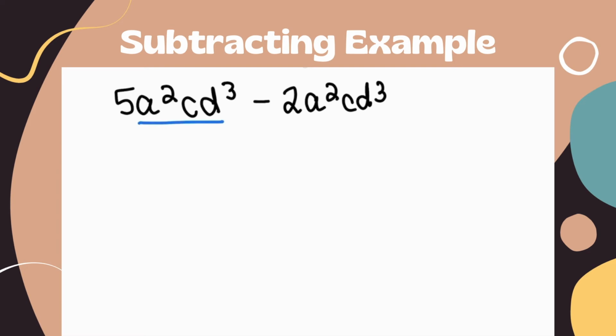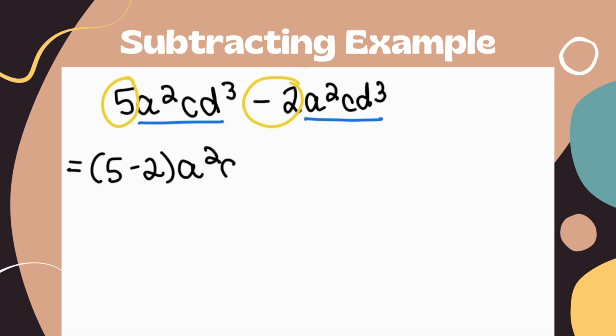I know that's a lot of letters, lots of exponents, but as long as they are the same letters raised to the same exponents, they're like terms. So we're going to combine the coefficients 5 minus 2. Again, you can think of this as 5 minus 2 or 5 plus negative 2. Either way, you get 3, and then we keep our variables the same way, right? So 3a squared cd cubed.